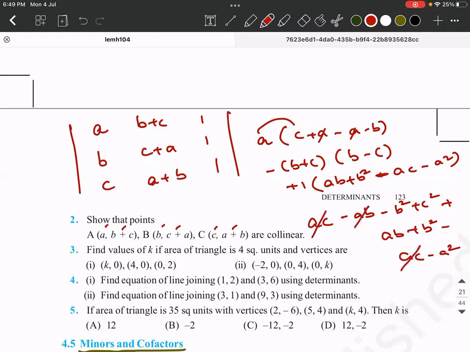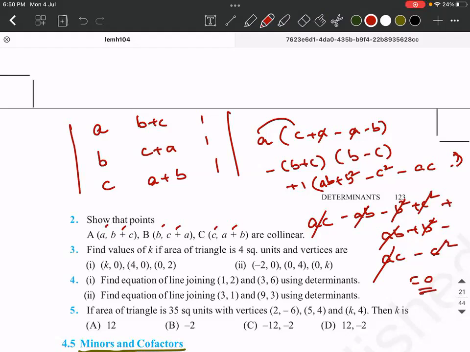ac and ac will get cancelled. ab and ab will get cancelled. b square and b square are gone. I'm getting c square. Last one would be equal to ab plus b square minus c square minus a square. So 1 into ab plus b square minus c square, minus a square, so minus ac, minus c square. So ac and ac get cancelled. c square and c square are gone. So you're getting 0. Hence, the points are collinear.